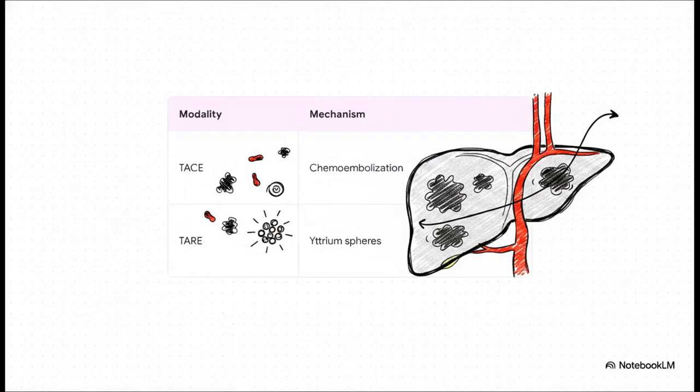For intermediate multinodular disease that we can't resect, we get creative with the liver's plumbing. We know HCC feeds mostly from the hepatic artery, so we thread a catheter right into that specific artery to hit the tumor directly. We use TACE to choke the blood supply while hitting it with chemotherapy, or we use TARE to inject radioactive yttrium spheres directly into the tumor bed, basically shrinking it from the inside out.